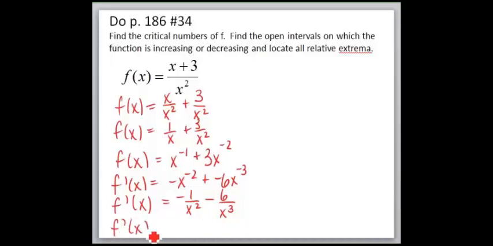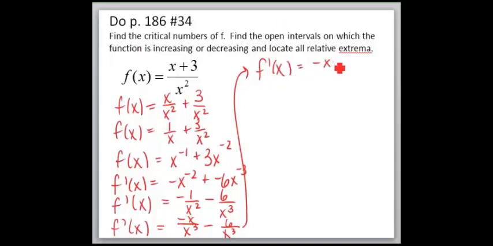So I'll start to do that, and my common denominator is going to be x cubed. I'm going to leave this one alone, x cubed, and I'll have the 6 still on top. This one I need to multiply the top by x, so I have a negative x. I'll come up here to finish that. My first derivative ends up saying negative x minus 6 over x cubed. Now I'm finally ready to set this equal to 0.